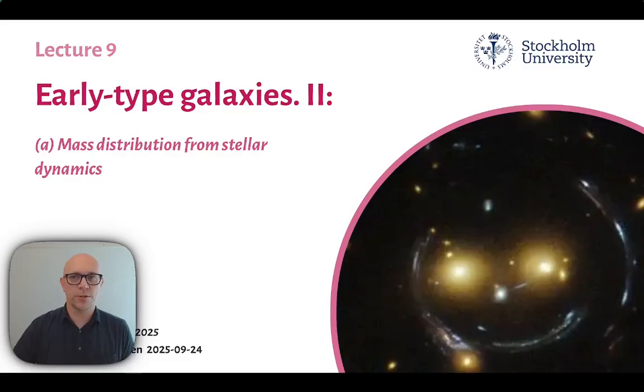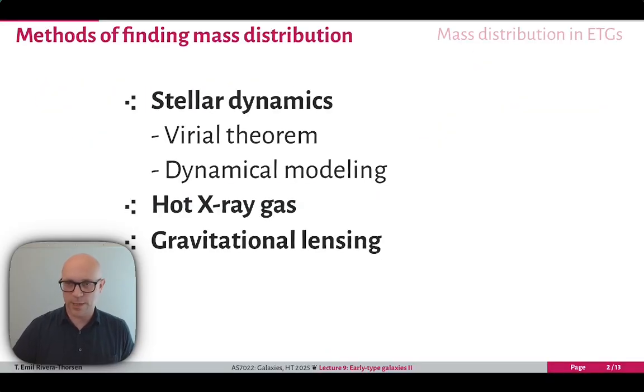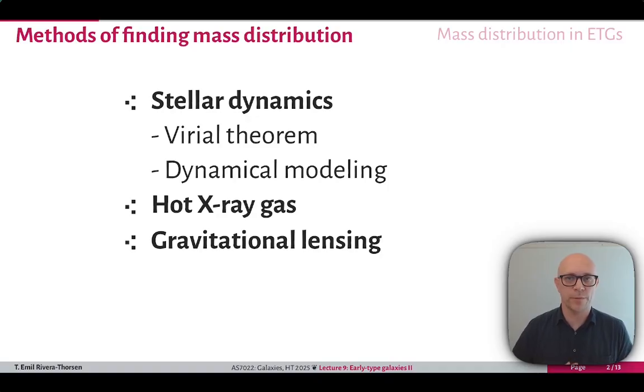But first, we're going to go into the mass distribution in early type galaxies from stellar dynamics and from hot X-ray gas. In stellar dynamics, what we do is that we look at how the stars are moving around in the gravitational potential of the galaxy and try to use that to infer the shape, the depth, and the steepness of this gravitational potential, and in that way infer the distribution of mass inside it.